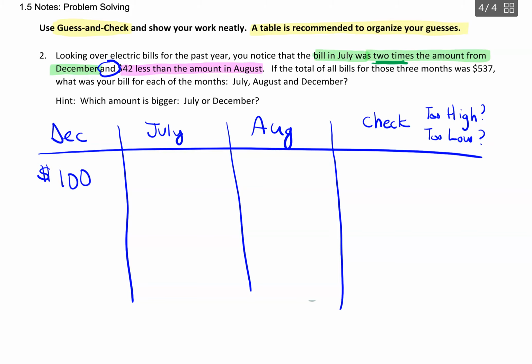Okay, now I'm going to go back and read my clue comparing July and December. So what do I know about that? The bill in July was 2 times the amount from December. So I know that July equals twice the amount from December. And I just guessed December was $100. So to get this number for July, I'm going to double that. So that would mean if December was $100, July would have to be $200. So my guess for July now is $200.